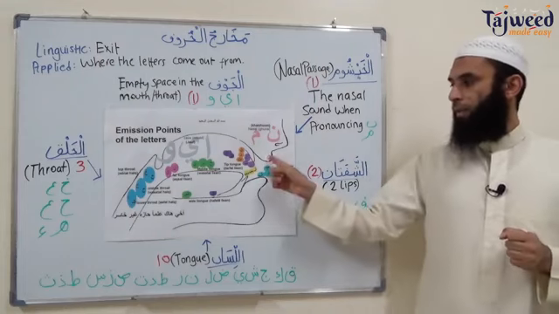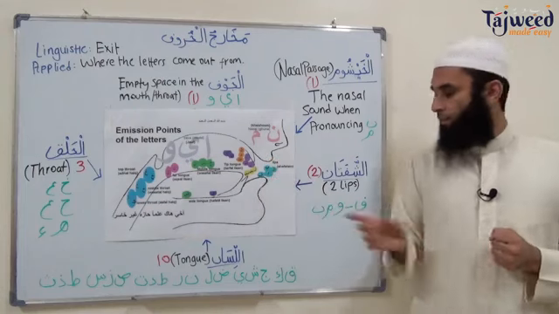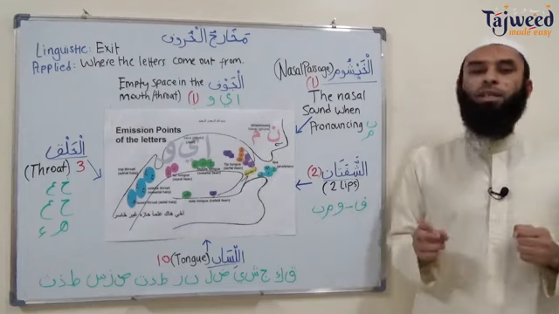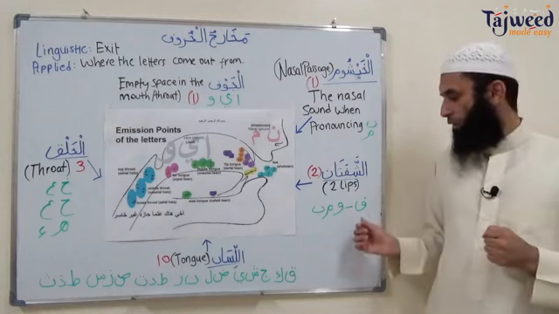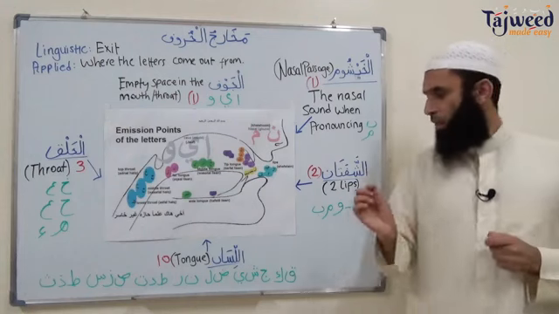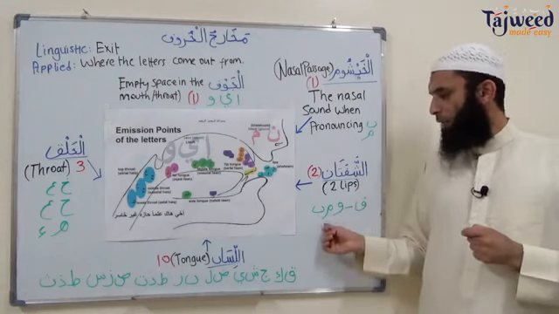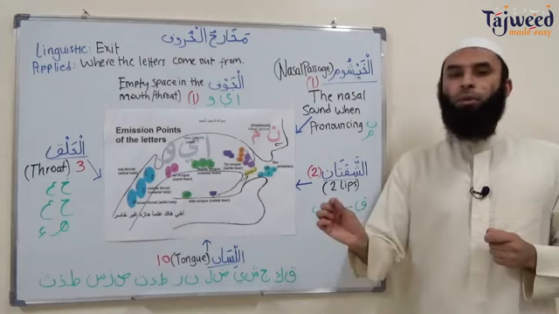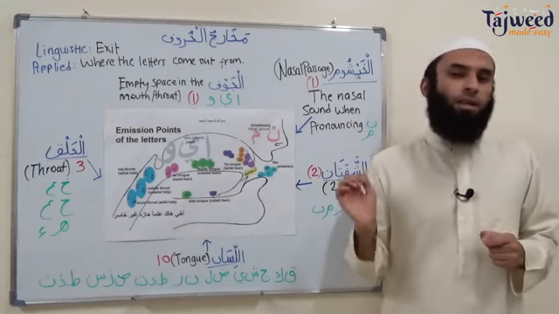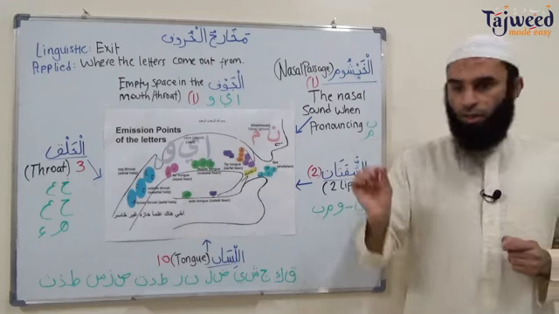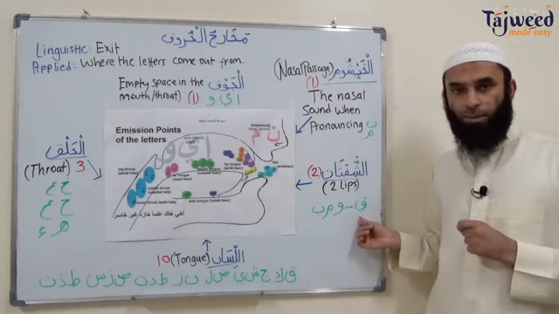Then we have ash-shafatan, the 2 lips here. 2 lips here, the 4 letters. Okay, 4 letters and 2 makhraj points. 1 makhraj for fa, a specific place to say fa, and a specific place to say waw, mim, and ba. So these 3 share 1 point. This letter doesn't share with any letter, so it has a specific point.